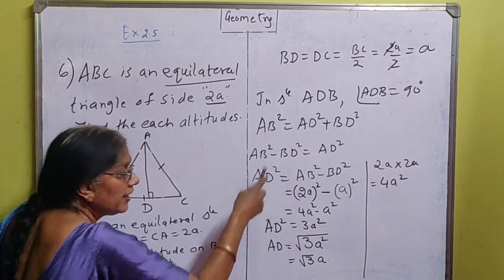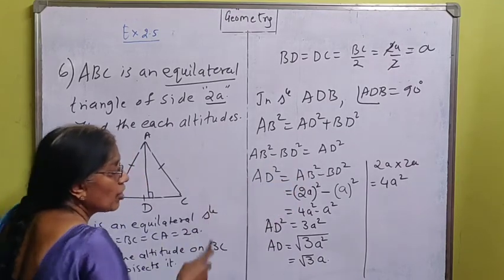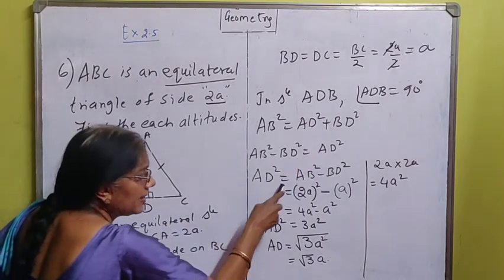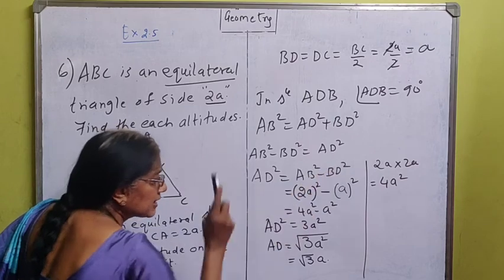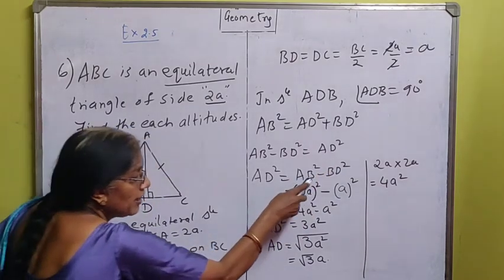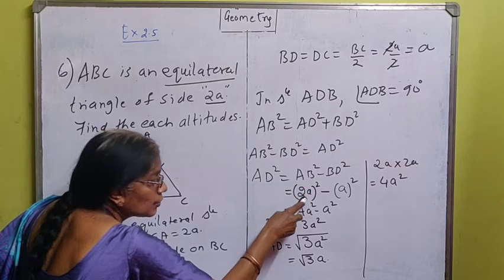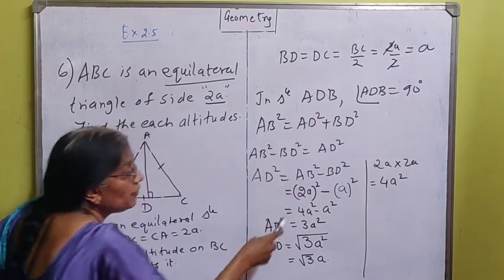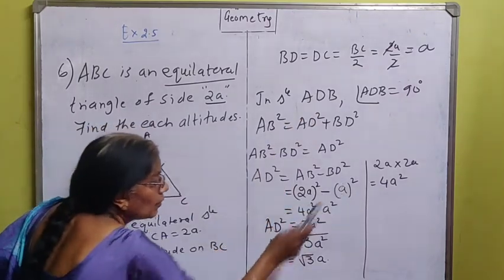Again I have written, just I have changed the places because the calculation will become easy. So I have taken AD square is equal to AB square minus BD square. What is AB value? AB value is 2A. So in place of AB square, I will keep it as 2A the whole square minus, what is BD value? BD value is A. So I will keep it as A the whole square.